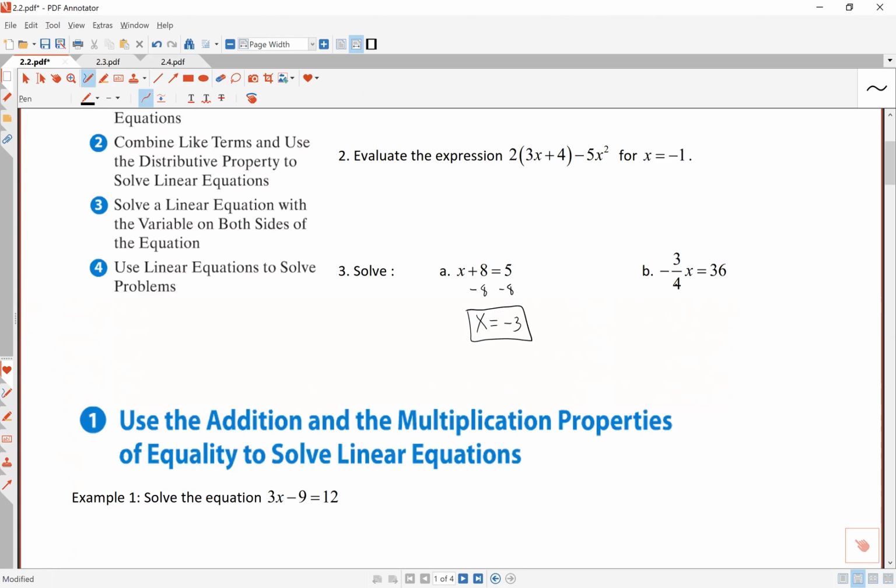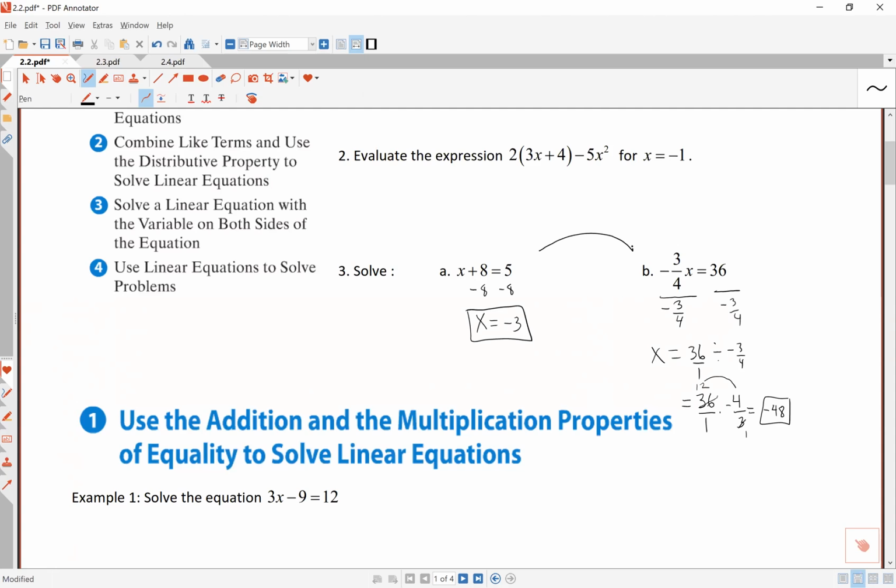Letter B says if you're multiplying something by x, you can always divide both sides by that number, negative 3/4, and divide 36 by negative 3/4 and get x is equal to 36 divided by negative 3/4. So we divided by a number on both sides of the equation. Remember, when you divide fractions, you multiply by their reciprocals. And 3 goes into 3 one time and into 36 12 times. And that gives us 12 times negative 4 is negative 48.